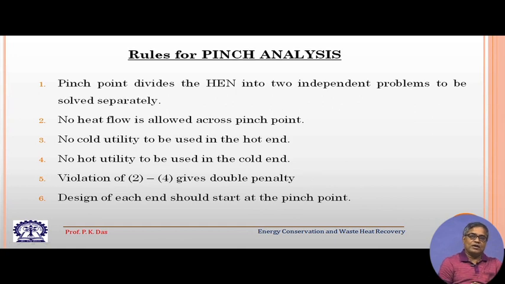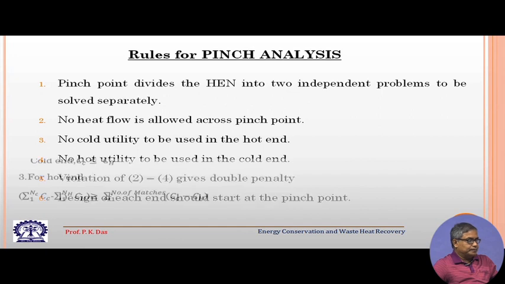This is one thing we have to keep in mind: if we use cold utility at the hot end, then to compensate for the cold utility, we have to use the same amount of additional hot utility at the hot end. So, it becomes a double penalty, because once we are using cold utility and again we are using the same amount of additional hot utility. Design of each end should start at the pinch point. So, the pinch point is the most crucial point.